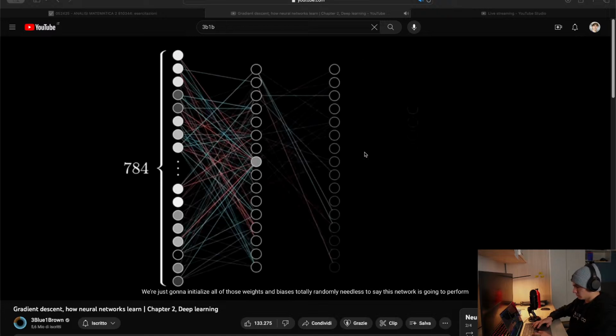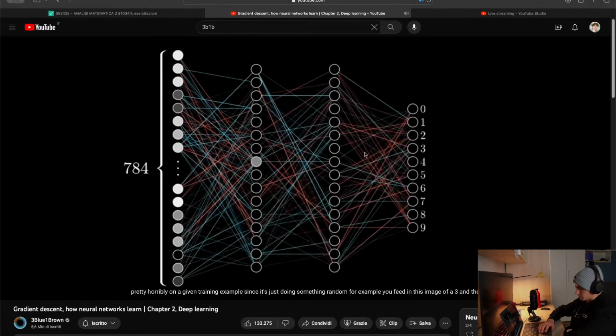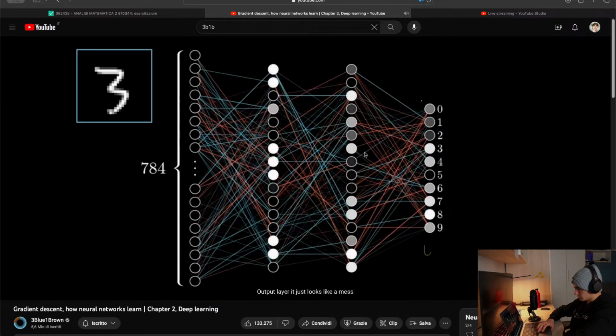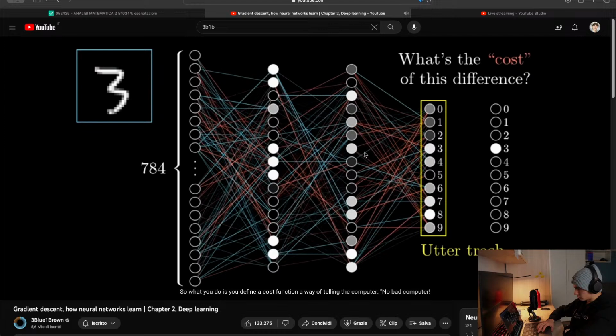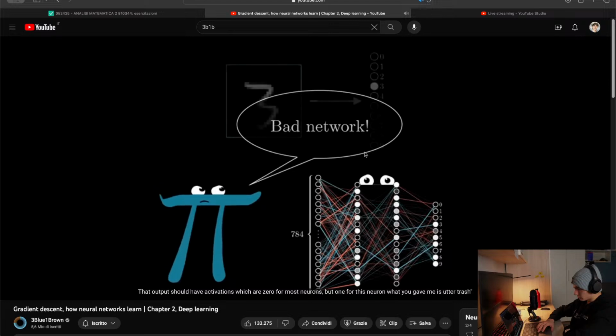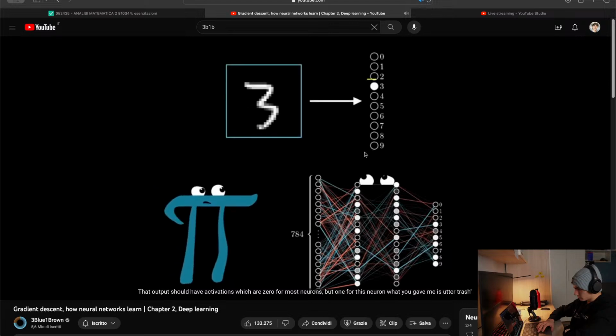Needless to say, this network is going to perform pretty horribly on a given training example, since it's just doing something random. For example, you feed in this image of a 3, and the output layer just looks like a mess. So what you do is you define a cost function, a way of telling the computer, no, bad computer, that output should have activations which are 0 for most neurons, but 1 for this neuron.